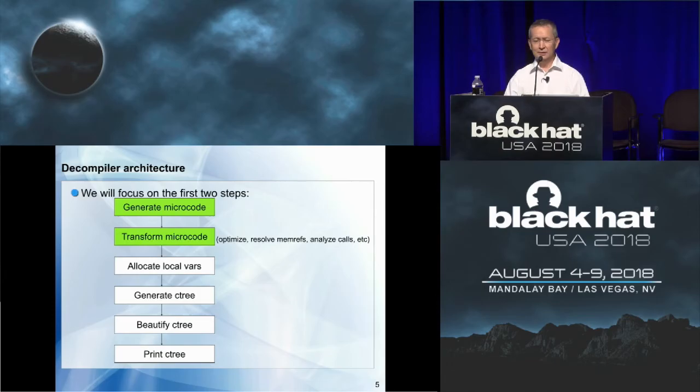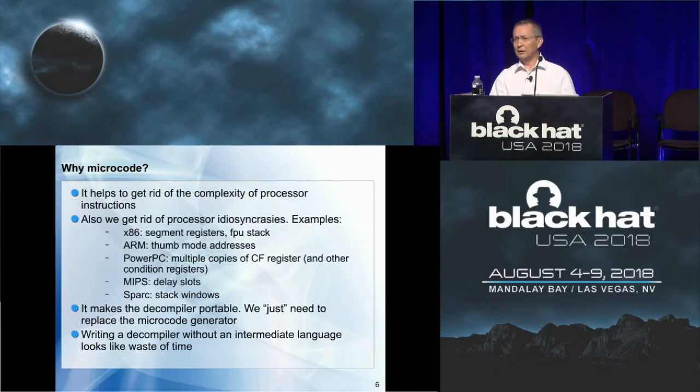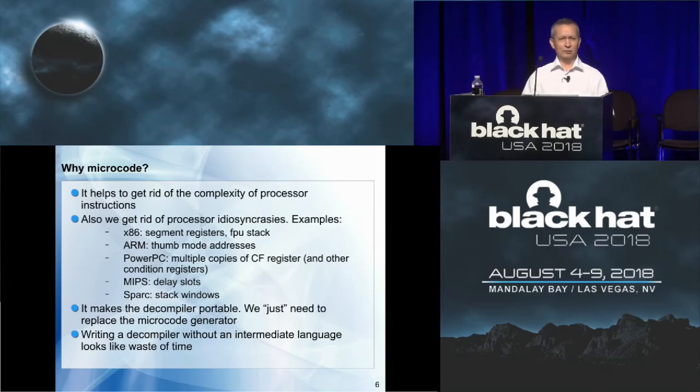If you are interested in the rest, you can check my Black Hat talk. I gave a Black Hat presentation 10 years ago. It explained in more detail all these steps, except the first 2. First of all, the question is, why do we need the microcode? And the answer is very simple. We want to get rid of the complexity of processor instructions, because all processors have their own special idiosyncrasies or oddities. I will give you just a few examples.